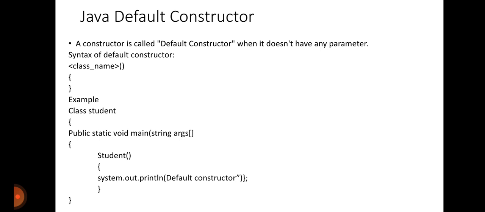Example for the default constructor. Here Student is the class name, and Student open and closed bracket is the constructor of the class Student. Here the class name and the method name must be the same, so it is the constructor of that class. Here no parameter is passed in the constructor, so it is called the default constructor. We use this default constructor simply for displaying a message and initializing values only.